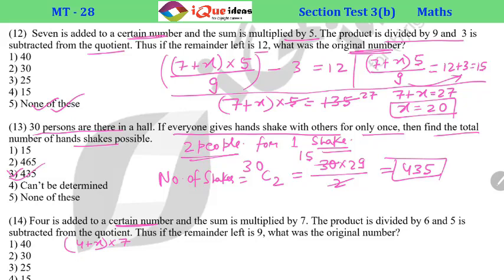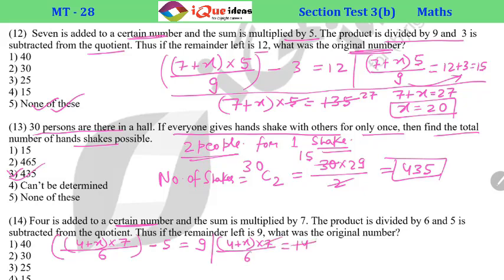The product is divided by 6, so the whole thing divided by 6, and 5 is subtracted from the quotient, so minus 5 is equal to 9, right? So we have to simplify carefully. 5 goes to the other side, so 5 plus 9 becomes 14. So we are left with (4 plus x) into 7 divided by 6 equal to 9 plus 5, which is 14.